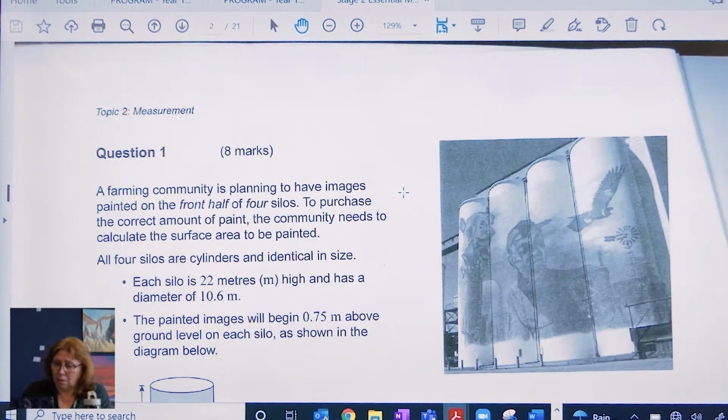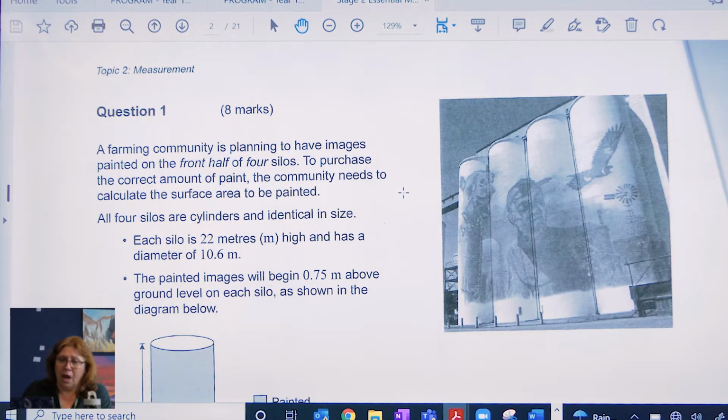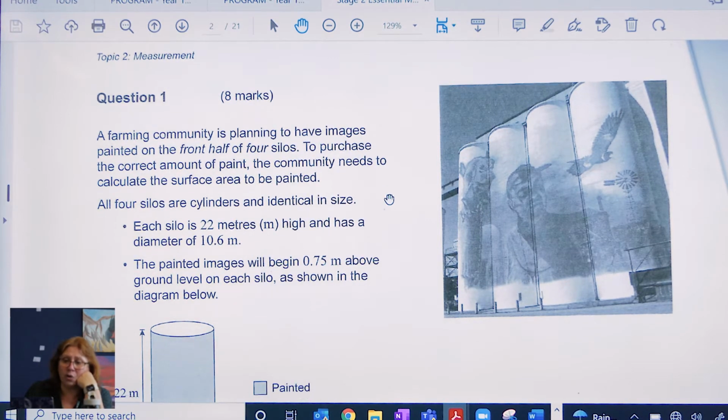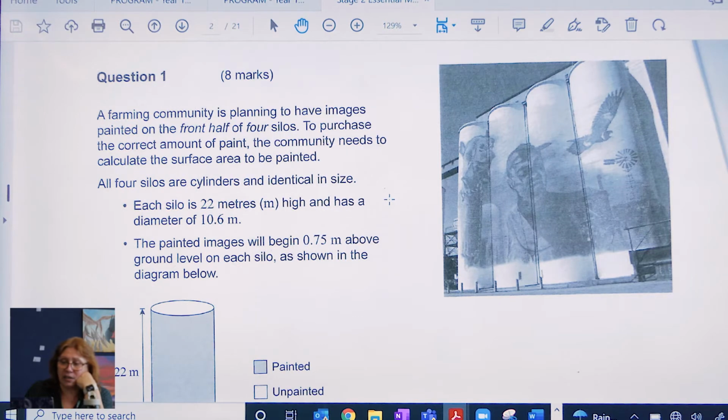A farming community is planning to have images painted on the front half of 4 silos. So that front half, actually, students are missing a lot. To purchase the correct amount of paint, the community needs to calculate the surface area to be painted. All 4 silos are cylinders and identical in size.